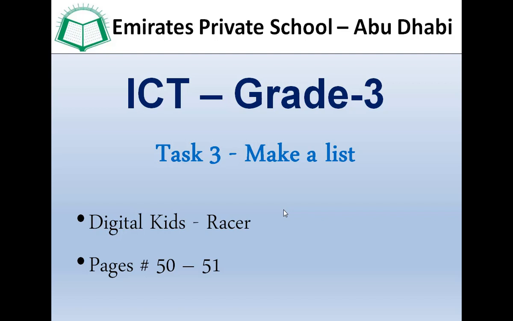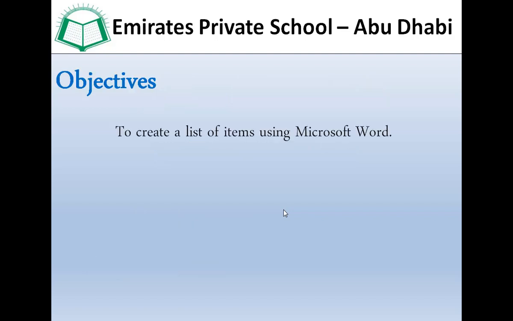Today we are going to start a new task from Module 3. Task 3, Make a List. You can find this lesson in pages 50 and 51 in your digital Kids Racer book. Now let's have a look at the objectives of our lesson. To create a list of items using Microsoft Word.